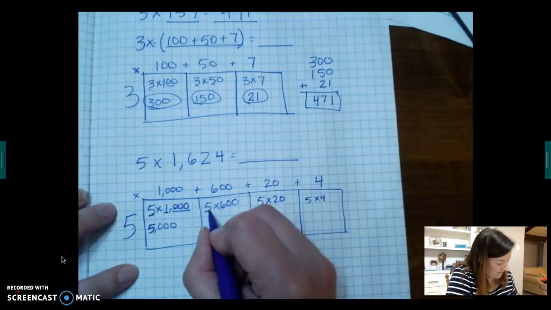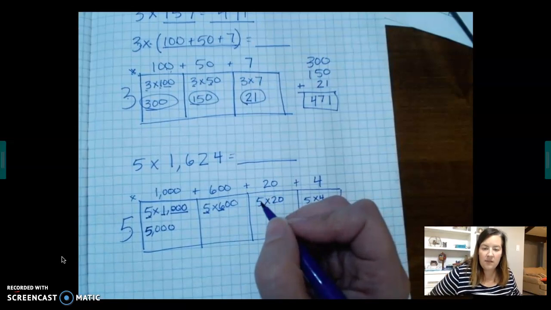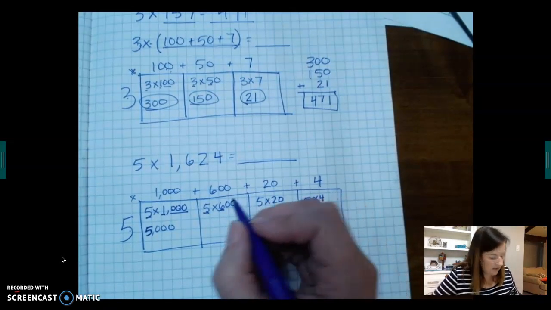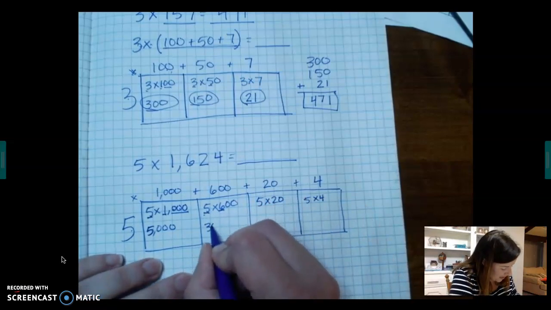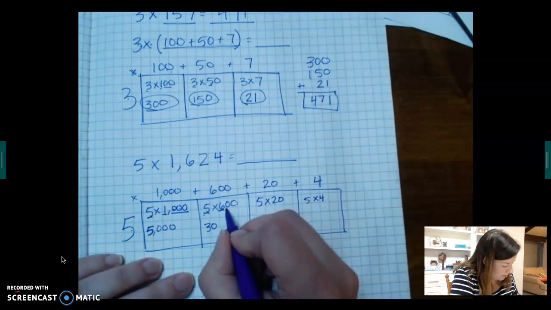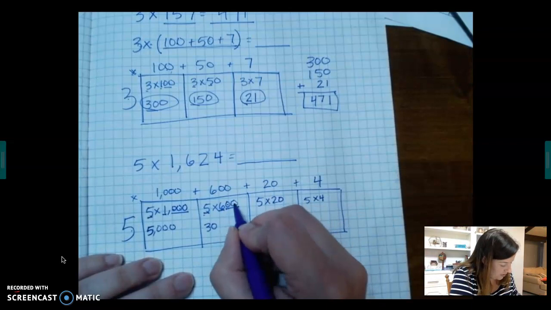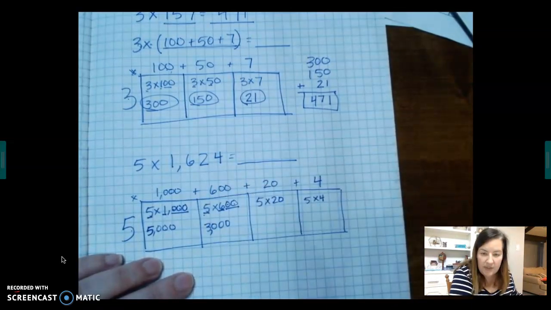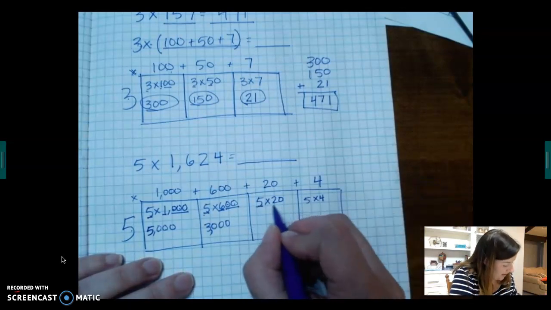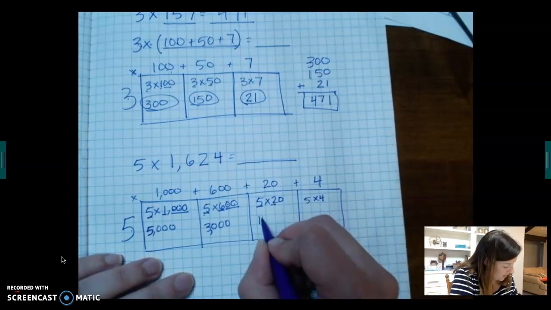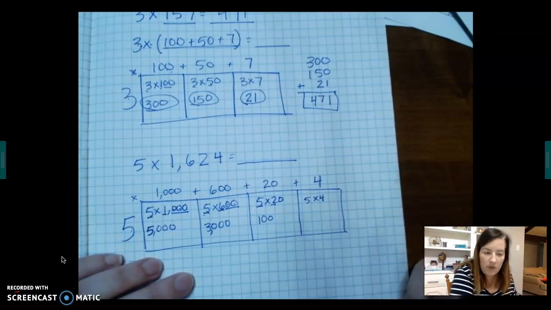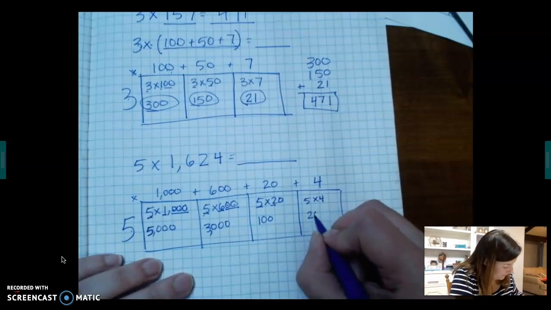Now let's do this one. 5 times 6 is what? 5, 10, 15, 20, 25, 30. Okay, so 5 times 6 is 30. Now how many more zeros do I need? 1, 2. Add 2 more zeros. 3,000. Now 5 times 2 is 10, plus 1 more zero, 100. And 5 times 4 is 20.